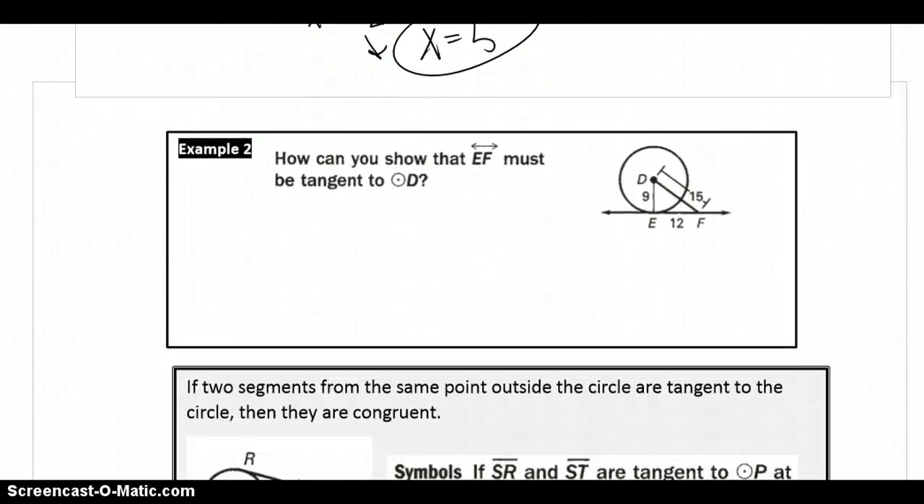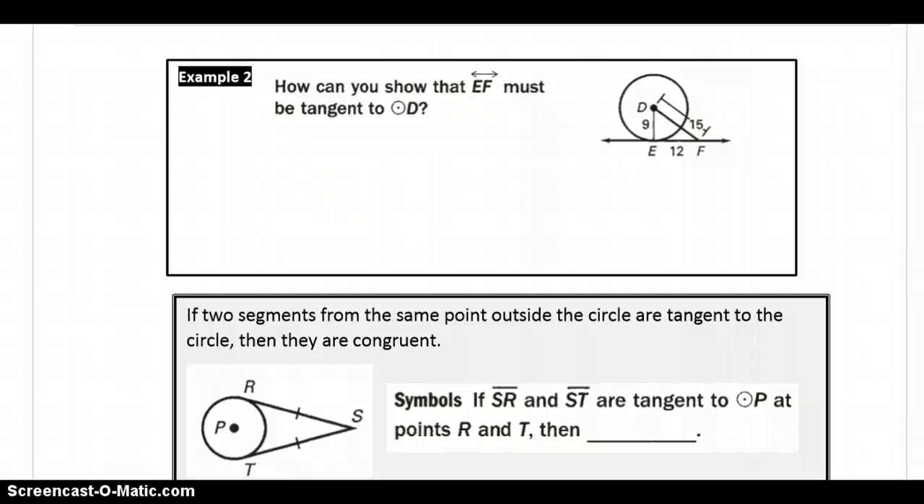Alright, example 2. How can we show that ray EF, or the line EF, must be tangent to the circle? Well, we know that if this line is tangent, it has to form a right angle with the radius. So if we can prove that that's a right angle, we prove it's tangent. How do we prove it's a right angle? Well, again, you can see that this forms a triangle. So if we can prove it's a right triangle, then that will prove it's a right angle.